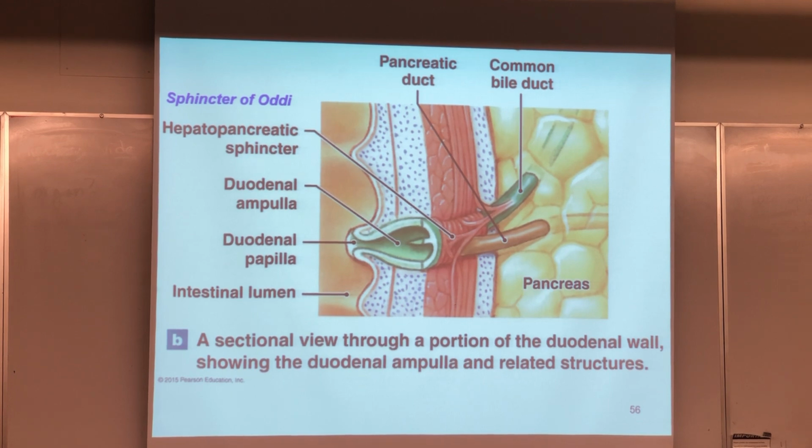We get down to where the common bile duct joins up with the pancreatic duct, which is why the sphincter is called the hepatopancreatic sphincter, because I'm getting an extension from the hepatic region and the pancreatic region, and that smooth muscle sphincter is the hepatopancreatic sphincter, otherwise known as the sphincter of Oddi.